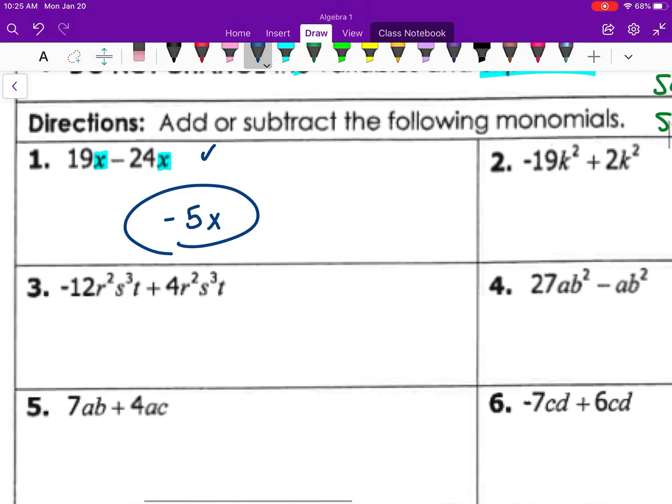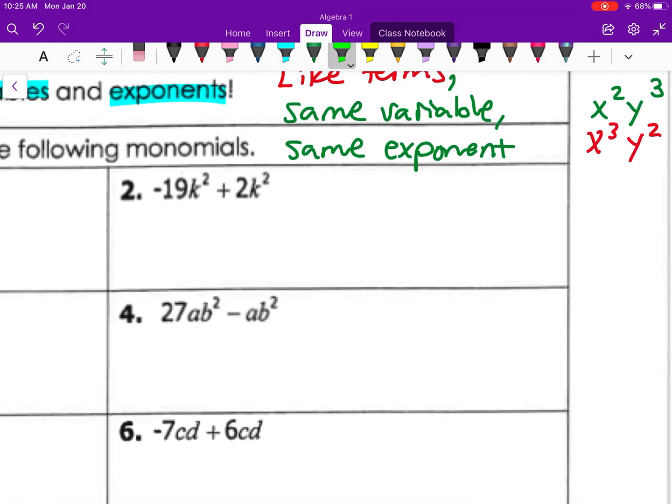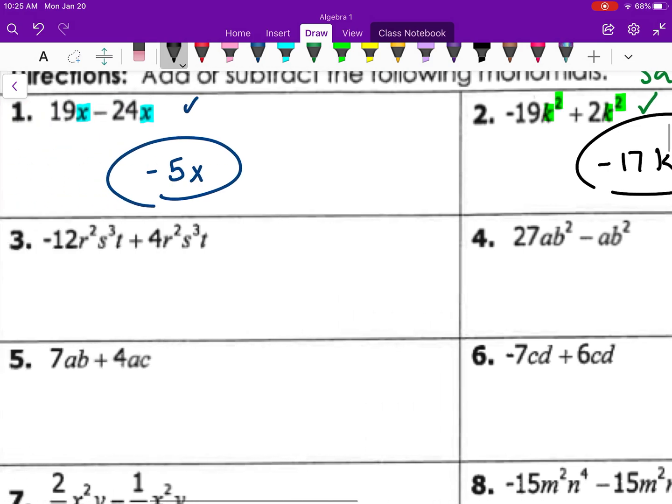On number 2, you've got an actual power here, a power of 2, so you got to make sure, okay, I've got k, I've got squared, so those match. Now I just can add or subtract. Negative 19 plus 2 is negative 17. I'm not changing what I have. I had k squareds, I added more k squareds, so I still have k squareds. That's all you do. Okay.